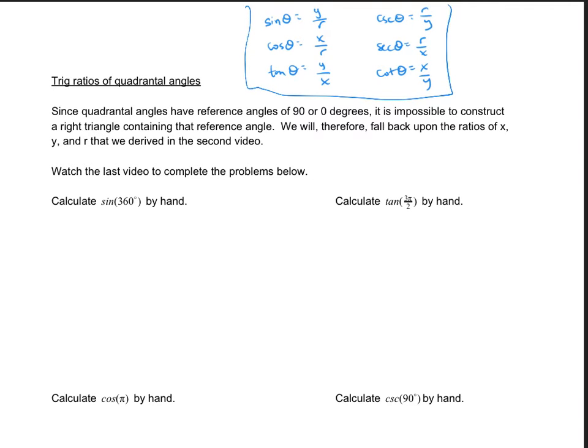Okay, when you're dealing with quadrantal angles, which are the ones that land on the x or the y-axis for their terminal side, it's impossible to construct a right triangle to do SOHCAHTOA to get the ratios. So what we do is instead of referring to the right triangle to get those values, we refer to these things that we had. So we're going to calculate the sine of 360, and you'll see how this works.